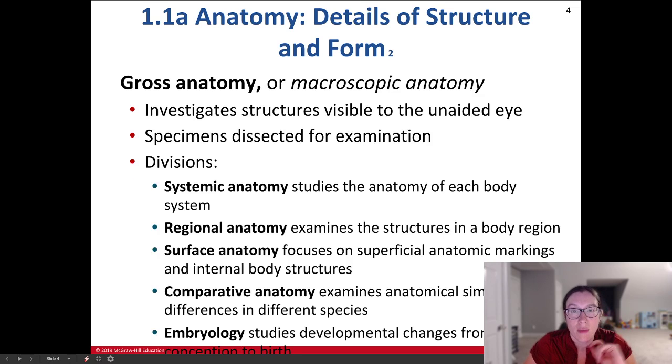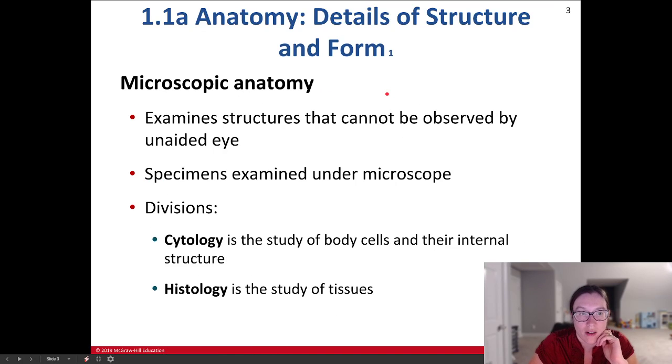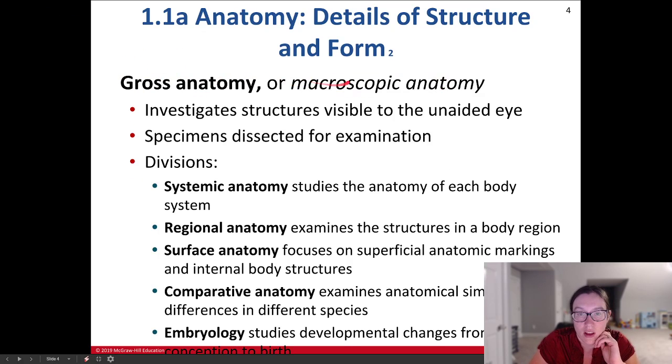Gross anatomy, or macroscopic anatomy, is going to investigate structures that you can see without a microscope. I usually think that gross anatomy would be like if you were doing an autopsy, right? We're opening up the body and looking at the organs, and we're looking at things in there with our eyes. And autopsies are kind of gross, so you can think gross anatomy. The other thing is to look at the word macroscopic versus microscopic, right? Micro means really small, whereas macro means really large.